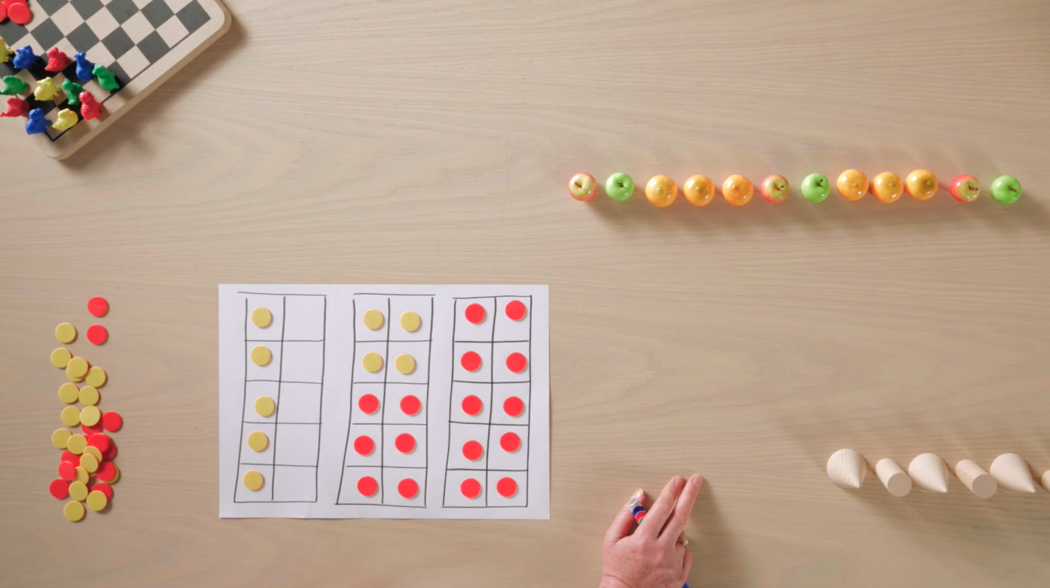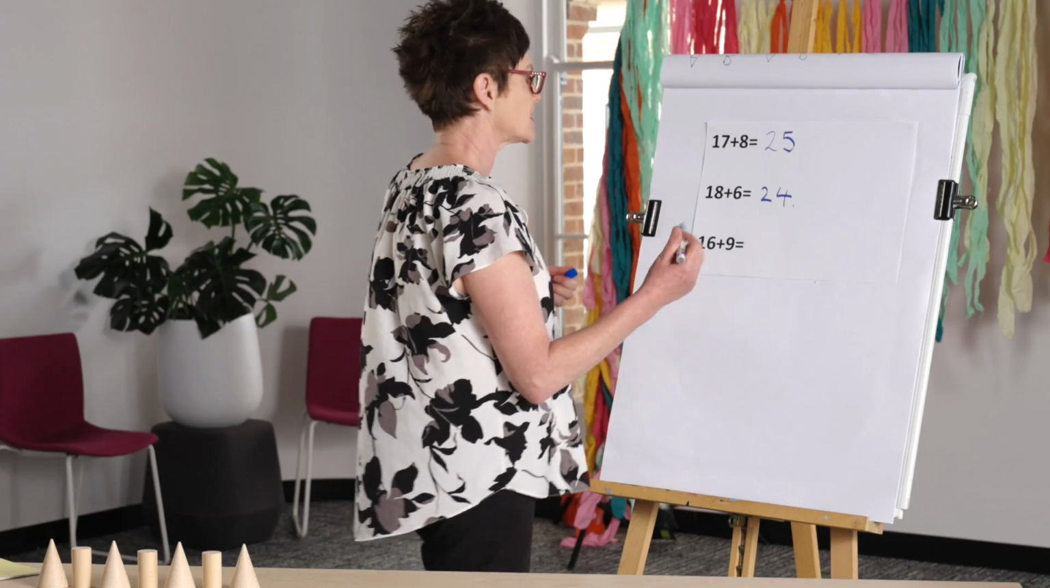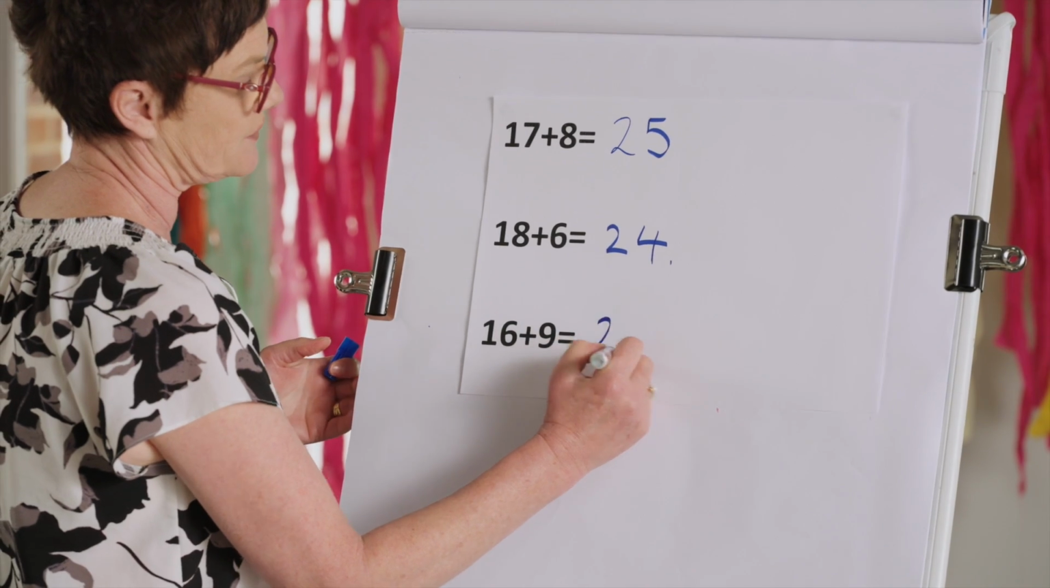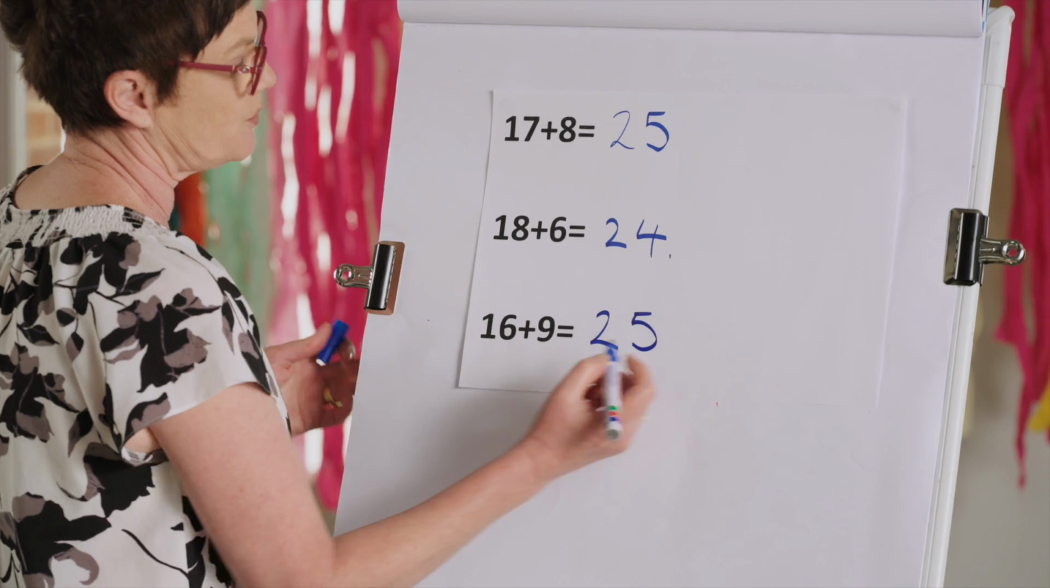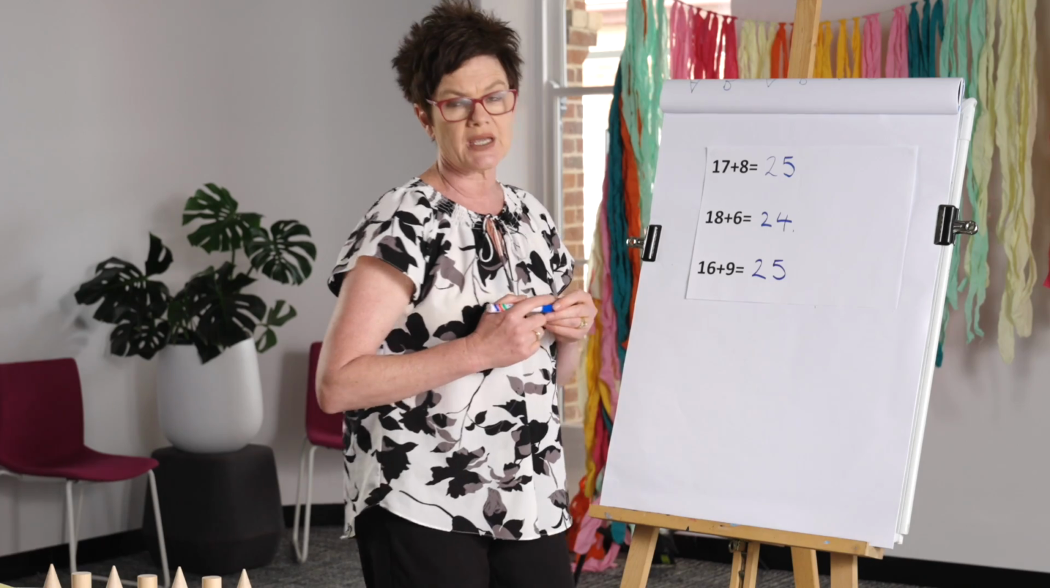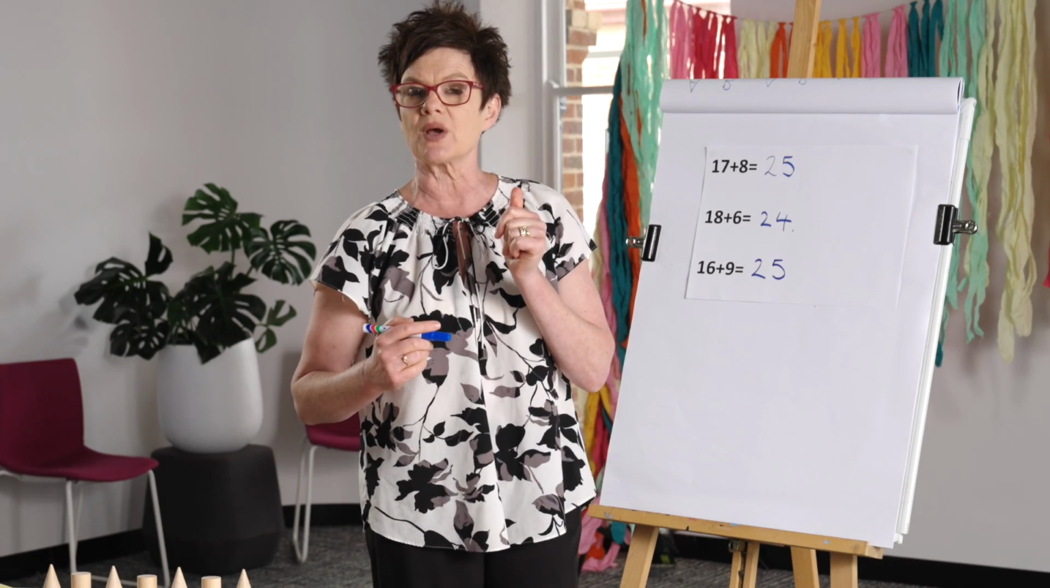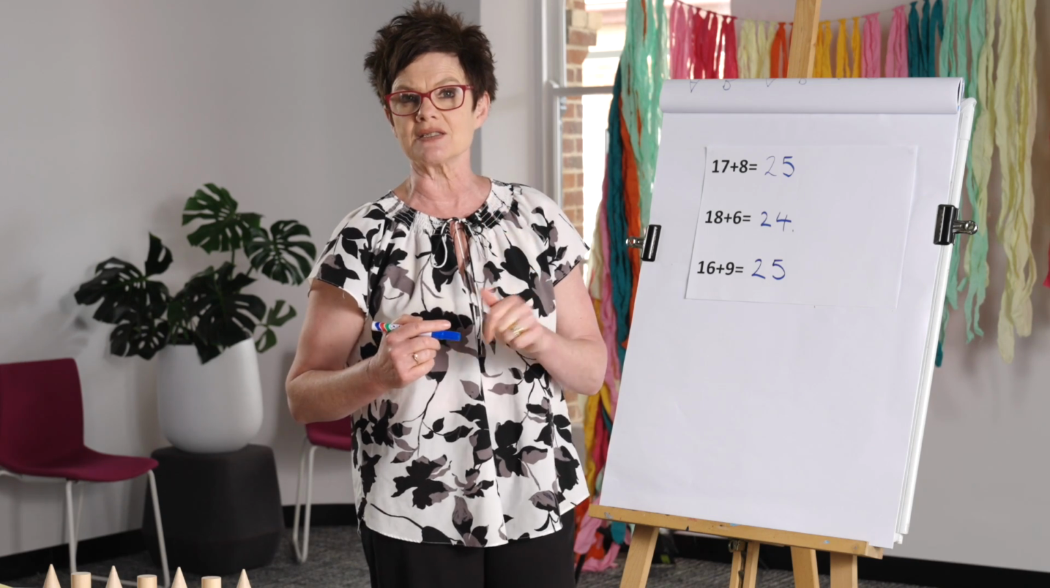And there we have it, my friends. I think you can see what the answer is straight away. 25. The answer is 25. So if we can bridge to 20, we can quickly work out what the accurate answer is. Well done and a good number talk.